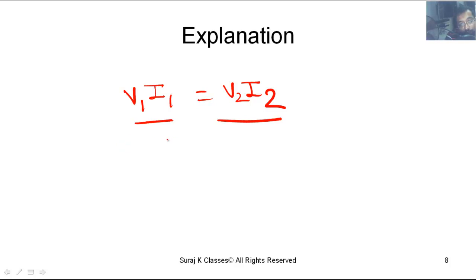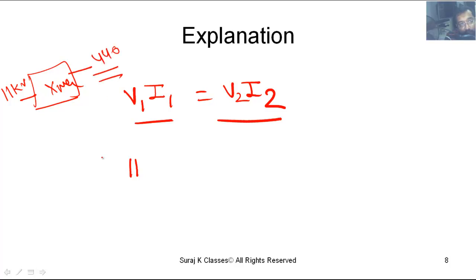So this is what the formula is, and how this formula works. Let me tell you how this formula works. See, as I told you, I am applying 11 kV that is coming from my primary side. This is my transformer, and at my primary 11 kV is coming, and on the other side 440 volt is going out.